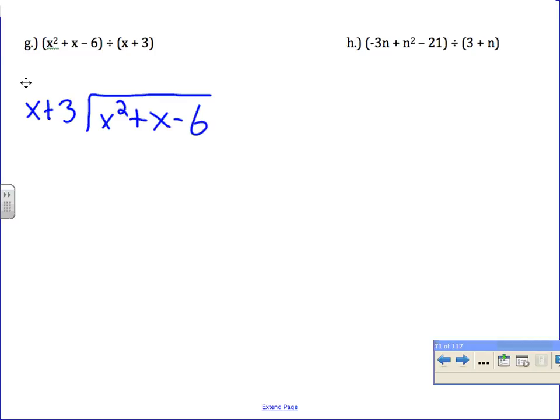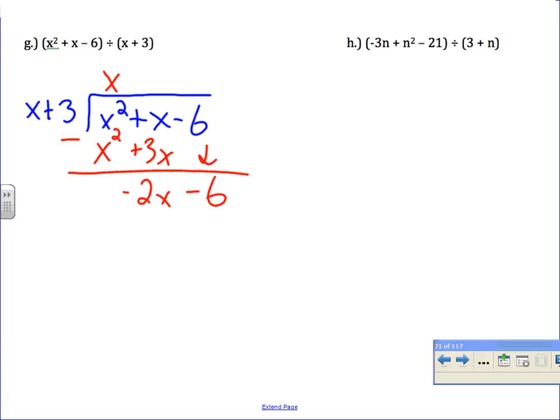All right, let me start to go over this. Eric, how many times does x go into x squared? Good. Andy, what's the next step? If x goes into x squared x times, what do we do next? Good job. At this point, you subtract. So x squared minus x squared is 0. x minus 3x is negative 2x. Drop down the negative 6.